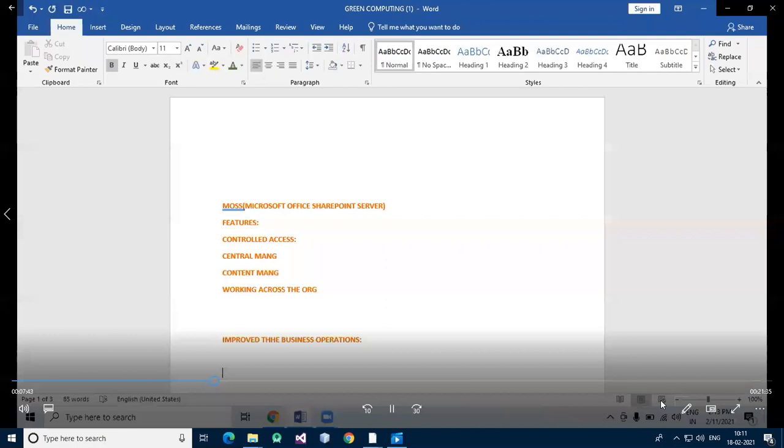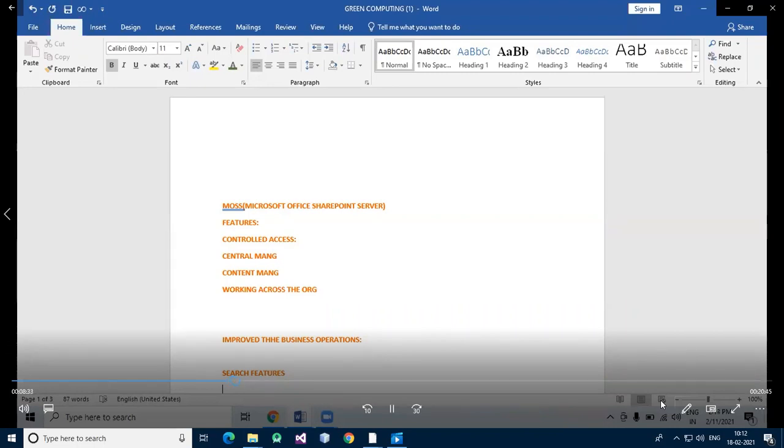Some other features are there, like search features. This feature searches business data, documents, web pages and people. The search results are more comprehensive and allow decisions to be made based on the latest information. So this is searching the latest information.